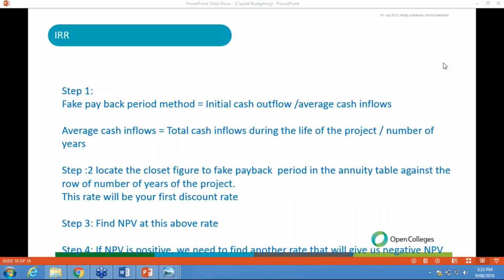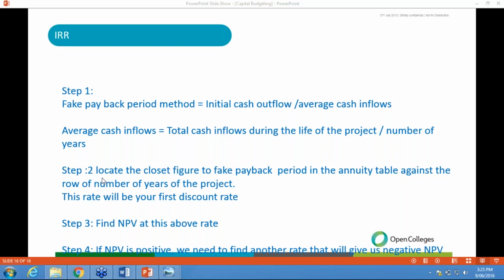Now, steps. You need to remember these steps. Of course, it's a tiring job to calculate manually, but it's very interesting, especially the IRR method. Okay, step number 1. You need to calculate the fake payback period. How do we calculate the fake payback period? Initial cash outflow divided by average cash inflow. Average cash inflow means total cash inflows divided by number of years. Make sure that cash inflows means after tax and before depreciation. So that's my step number 1.